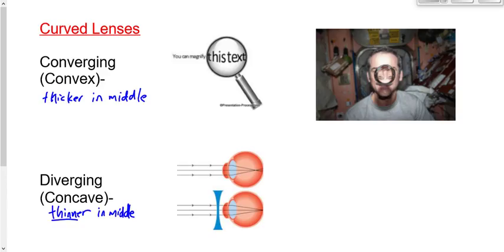These converging or convex lenses are called converging because they tend to converge rays of light. Rays of light that are coming towards the lens tend to come together as opposed to spread apart. Diverging lenses tend to have rays of light that spread apart from each other or diverge, hence the name diverging lenses. Take a look at the diagram up here, the picture up here for the convex or the converging lens.